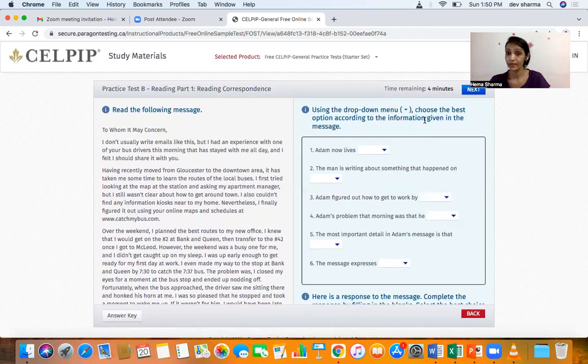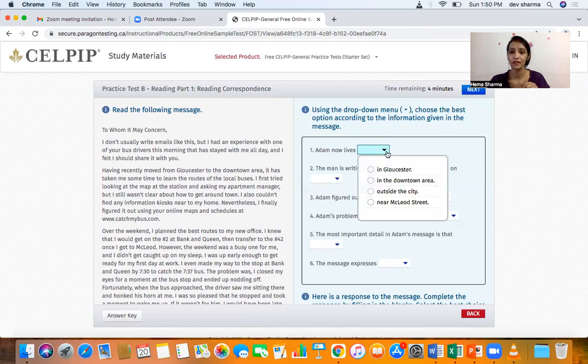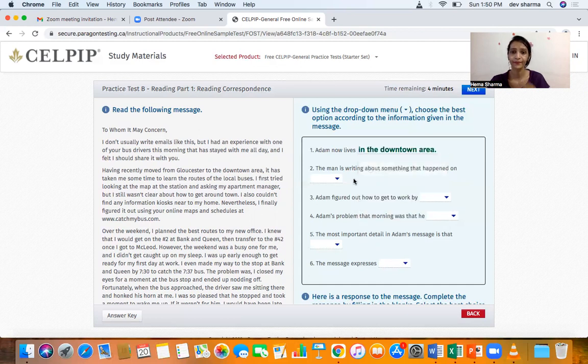Using the drop-down menu, choose the best option according to the information given in the message. Adam now lives. Remember, we had made a point, Gloucester to downtown. Okay, so we now know Adam now lives. Look at the options. It's still, yes, in the downtown area. Number 2, the man is writing about something that happened on.